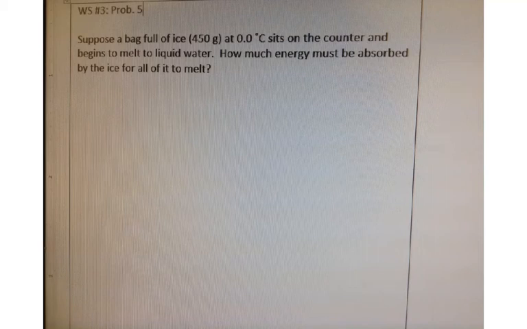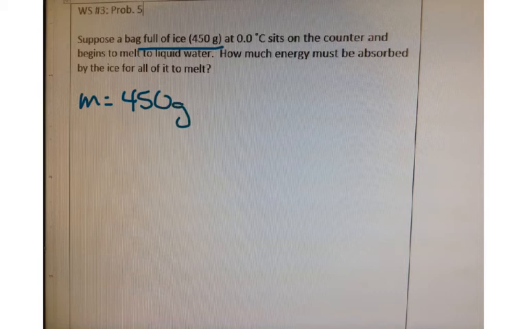Okay, so now what we're going to do is worksheet 3, problem number 5. So reading this, I know that I have a full bag of ice, which is 450 grams. And as soon as I see that, once again, I know that mass is 450 grams. It gives me something about 0 degrees Celsius. But I quickly scan it, I don't see any other temperatures, so I don't know if I'm going to use that or not. But I'm going to label that as my temperature.